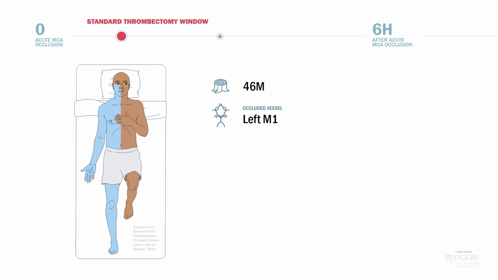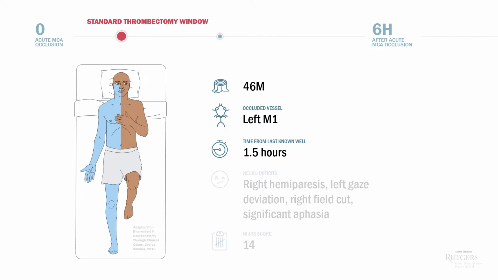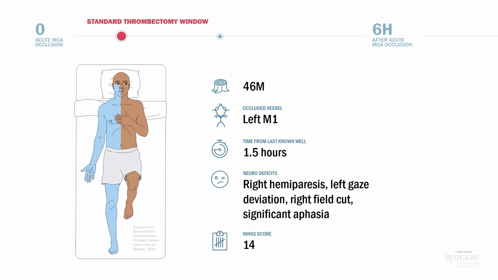Let's make this example more concrete. A 46-year-old man with multiple vascular risk factors presents with a left MCA occlusion. Time from last known well is 1.5 hours. His deficits are quite disabling. Right hemiparesis, left gaze deviation, right field cut, significant aphasia, what you would expect for a left MCA syndrome. NIH stroke scale score is 14.